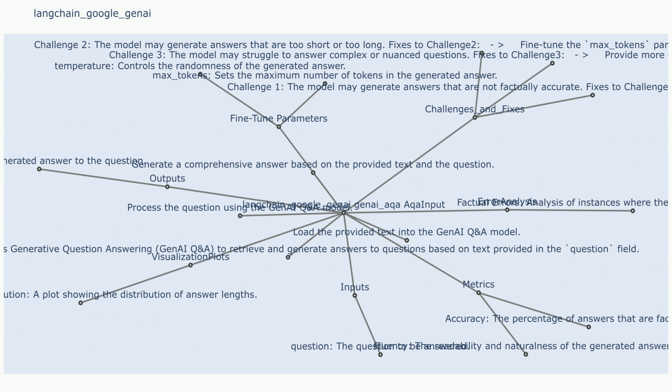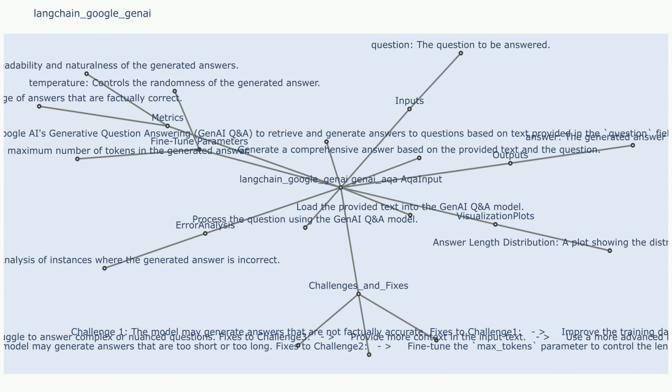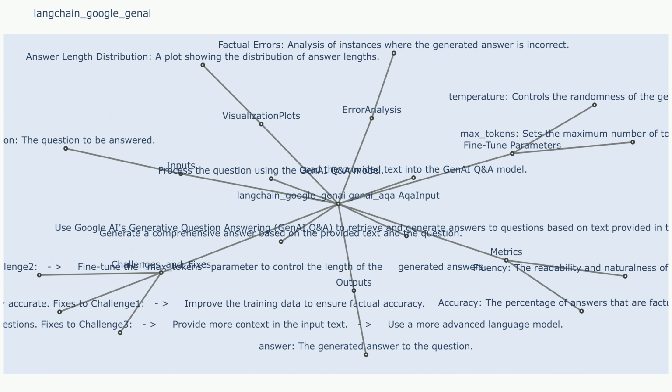Challenge 2. The model may generate incorrect or irrelevant answers if the context contains ambiguous or contradictory information. Sample use case that resulted in Challenge 2. A question about a historical event where the context provides conflicting accounts from different sources. Fixes to Challenge 2. Use a more reliable and consistent source for the context. Train the model on a dataset that includes diverse and challenging contexts.